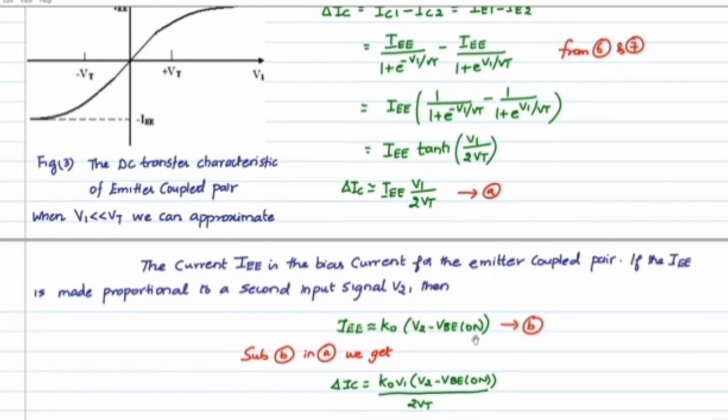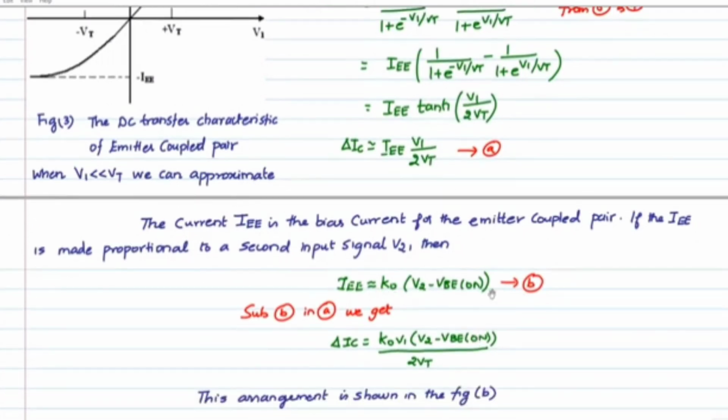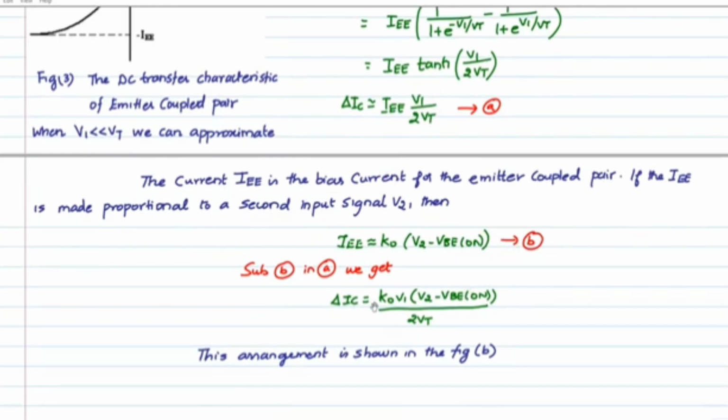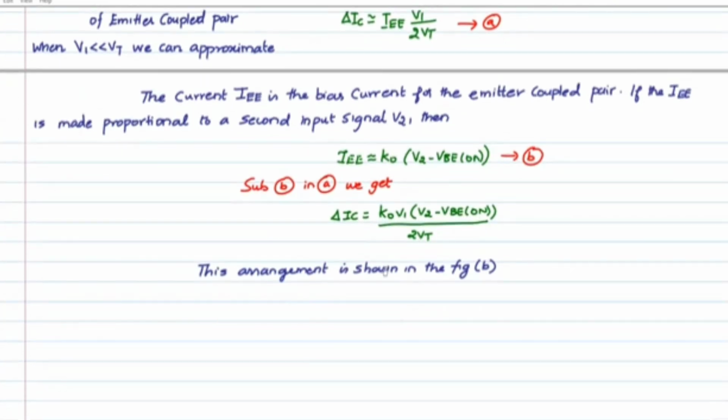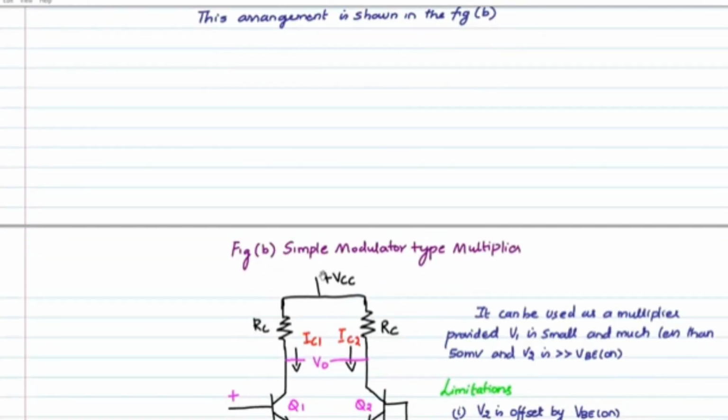So the current IE is a bias current for the emitter coupled pair. So if the IE is made proportional to the second input signal V2, then I can write IE is equal to K into V2 minus VB on. So if I substitute this A value in the B value in the A, I'll get del IC is equal to K into V1 into V2 minus VB on divided by 2 Vt. So this arrangement is shown in the figure B as a simple modulator type multiplier.